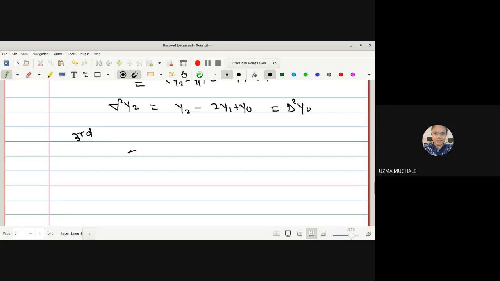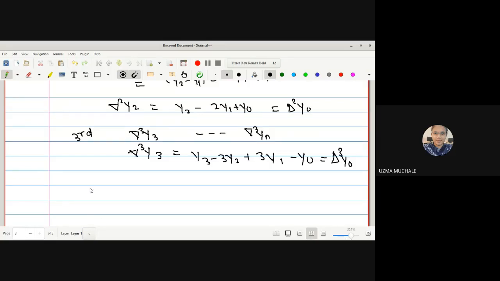Similarly, we can now write the third order differences. The third order difference will be the difference of second order differences, delta cube y3. For square we have y2, for the next one y2 will be eliminated and we have the values from y3 up to yn. In this we can write the expansion as y3 minus 3y2 plus 3y1 minus y0, the formula for delta cube y0 in the forward case. The values are the same but the notations are different: in the backward it is like this and in the forward it is for y0.